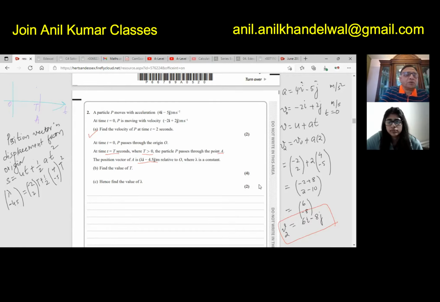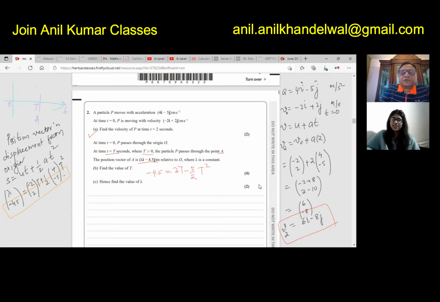Now, since we know the j component, the lower part, which is minus 4.5, there is an equation within this equation, right? So let me just equate the j component. Minus 4.5 is basically equal to 2t plus, minus 5 over 2, because I'll multiply by half, t squared. Is that clear to you?